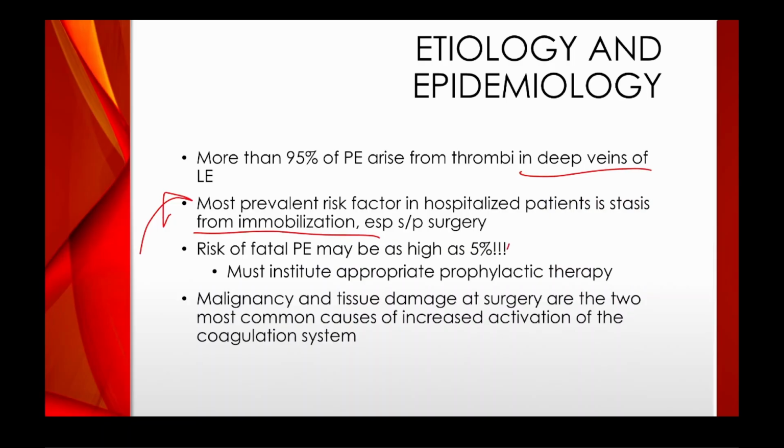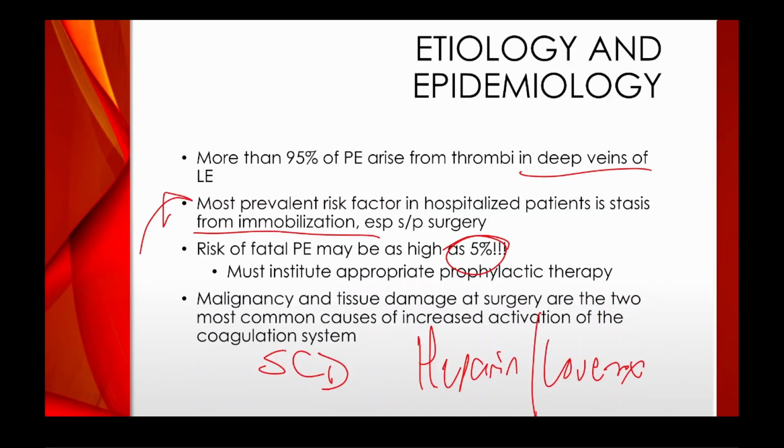Risk of fatal PE may be as high as 5%, so you have to do some prophylactic therapy. We talked about SCDs being one of them. Another thing they do is just give you heparin or Lovenox in the hospital. These are usually given via IV or injection. Easy to do in the hospital. They're very fast working, and they're going to help prevent clotting.